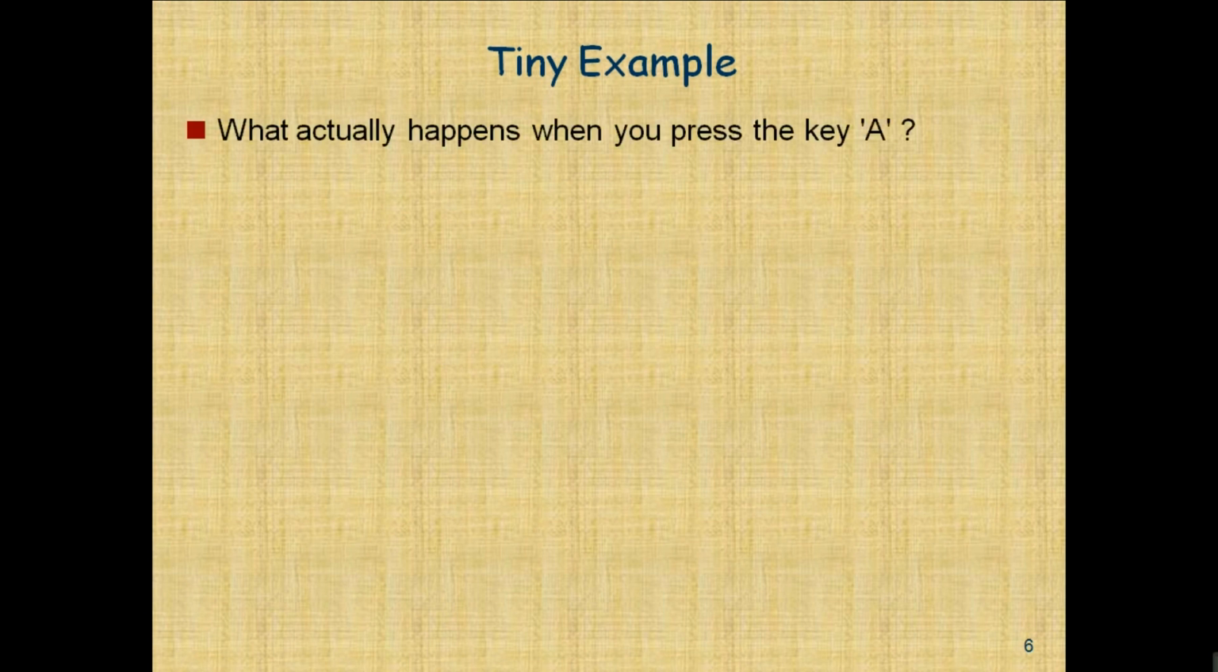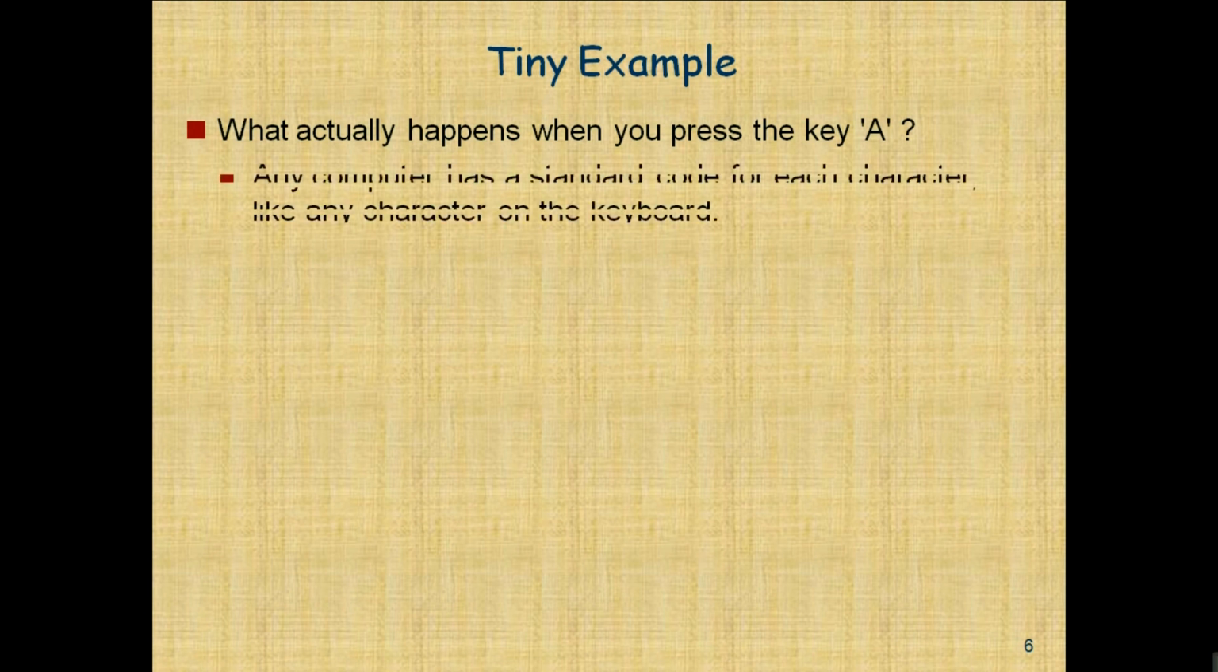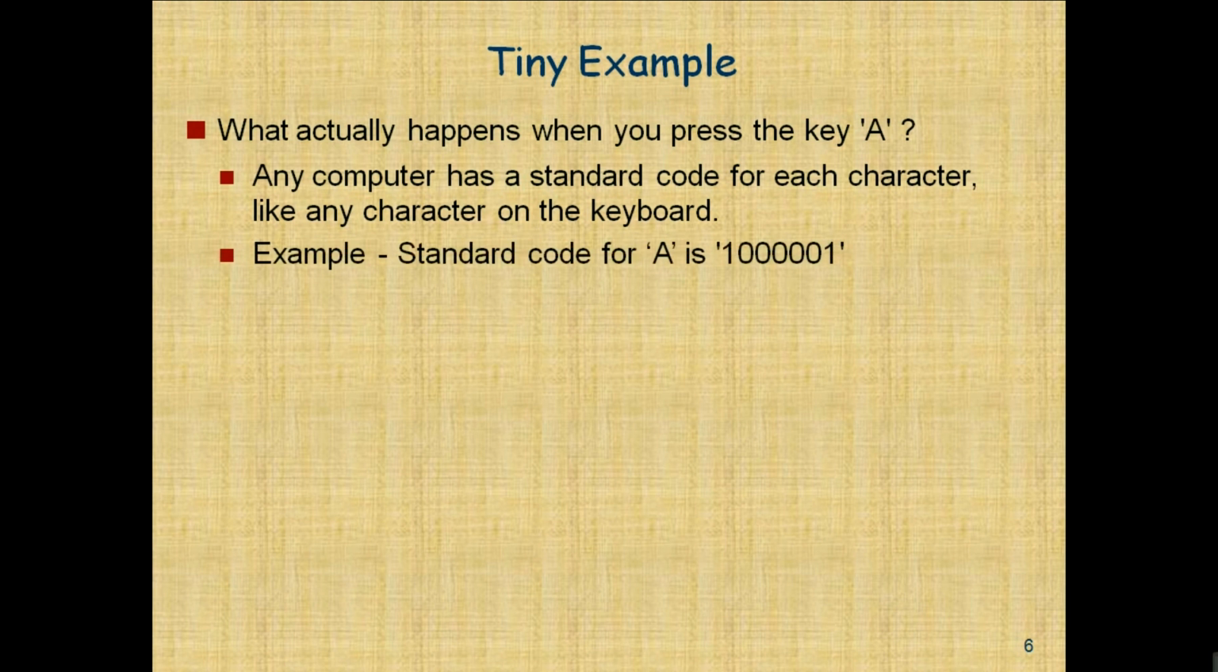Okay, what actually happens when you press the key A on your respective keyboard? Any computer has a standard code for each character, like any character on the keyboard. For each and every key on the keyboard, it has its own standard code. Suppose the standard code for A is 1, 5 zeros and 1. This is the standard code for A. Like that, we will have a number of standard codes for all keys present on your keyboard. Okay.